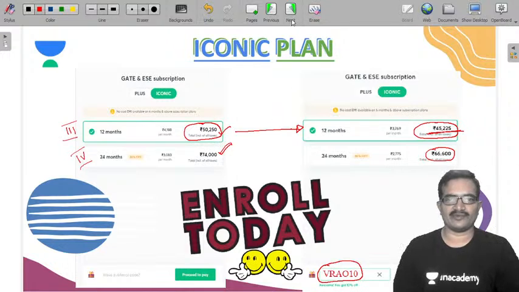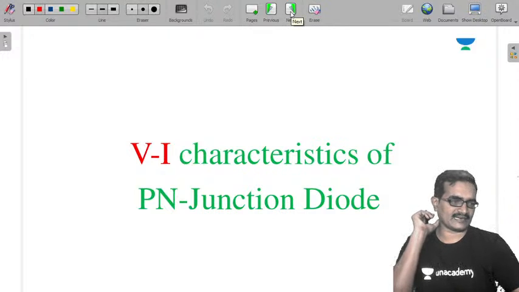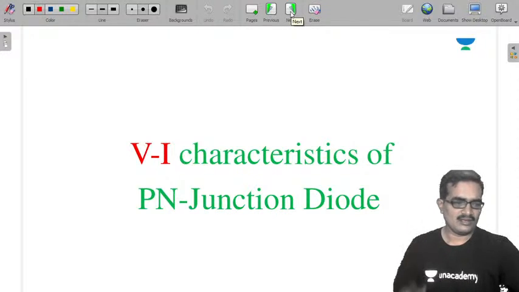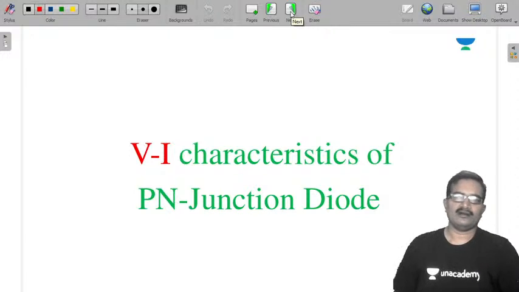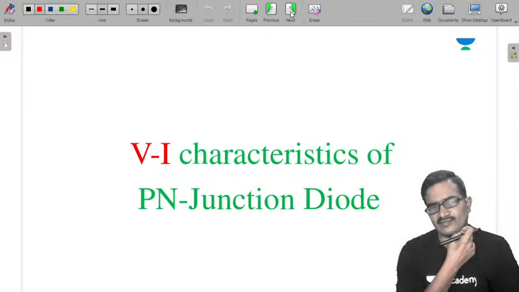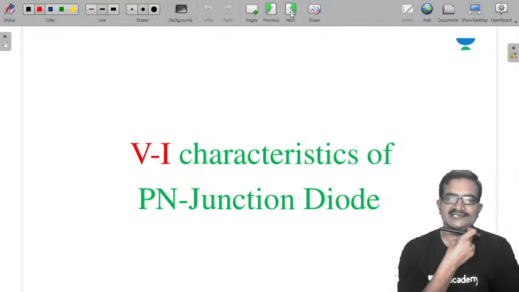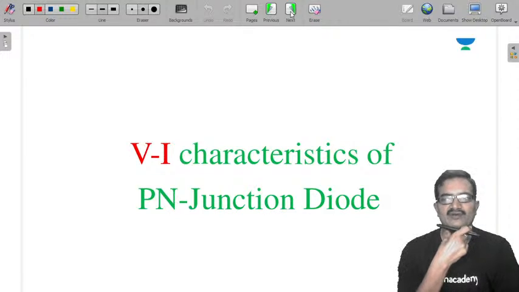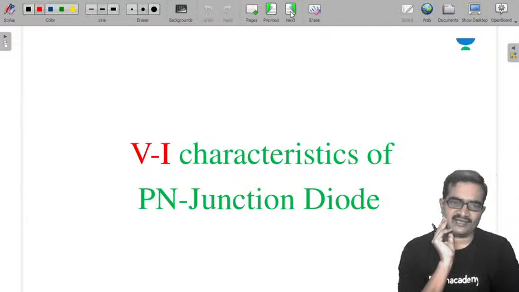Now we are moving to our topic: VI characteristics of PN junction diode. So far we completed PN junction diode reverse bias and forward bias, and in forward bias we also completed the diode current equation. Now I'm moving to the VI characteristics of the PN junction diode and the effect of temperature on these VI characteristics.